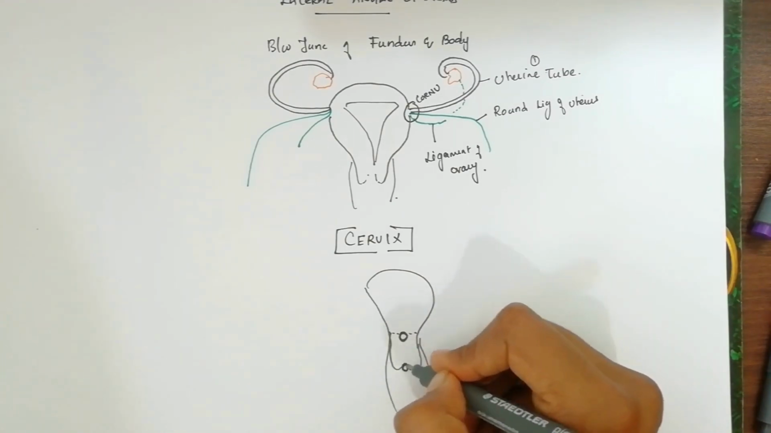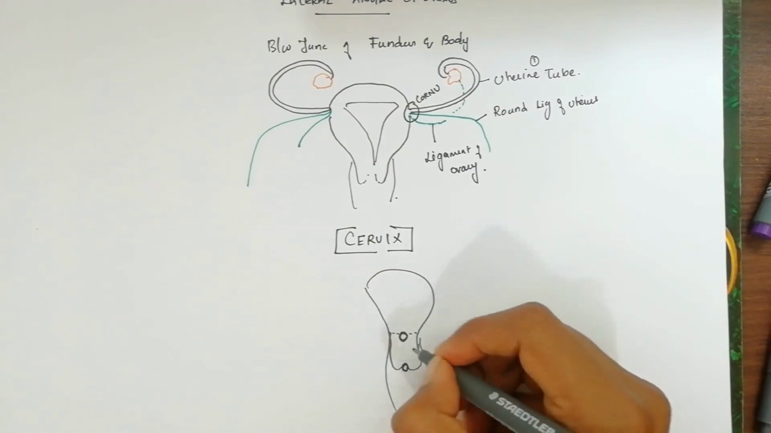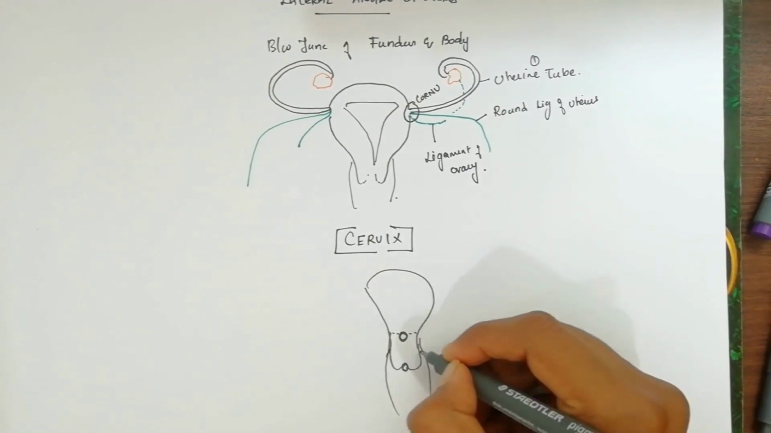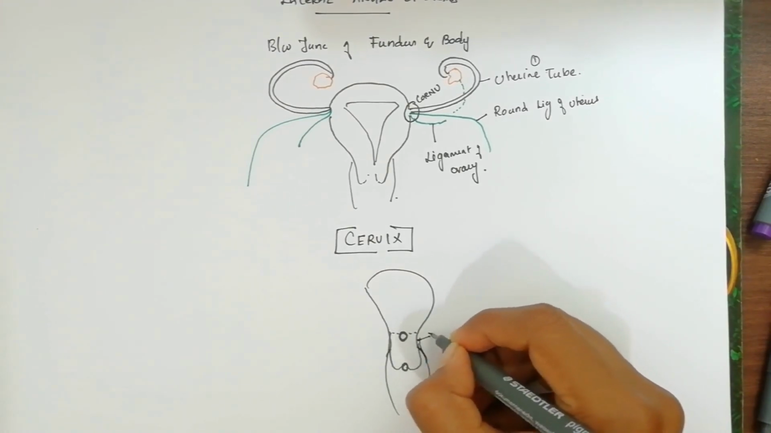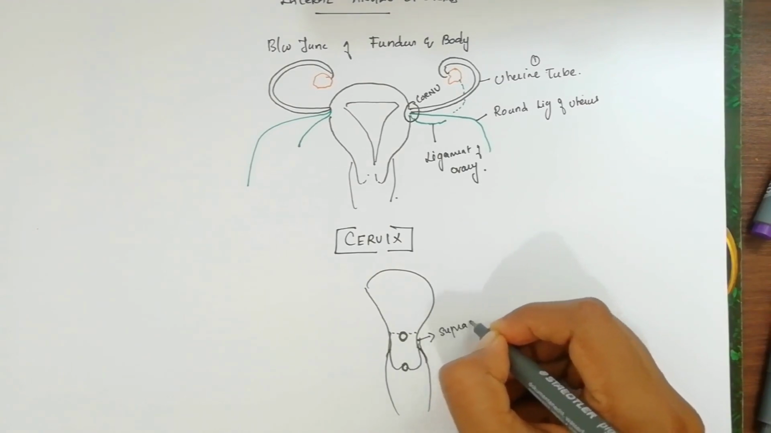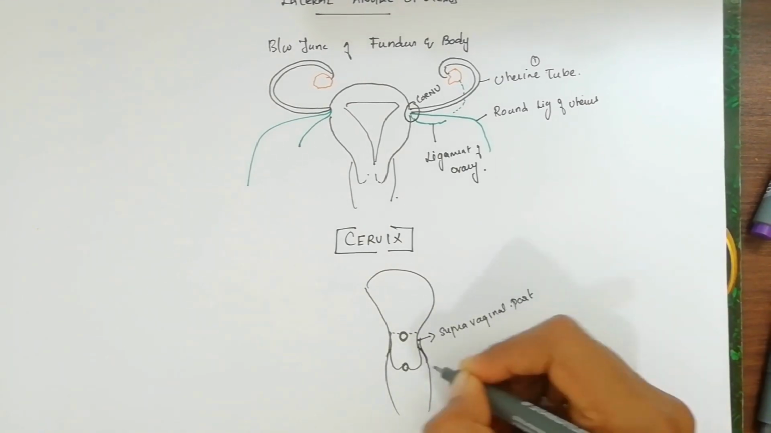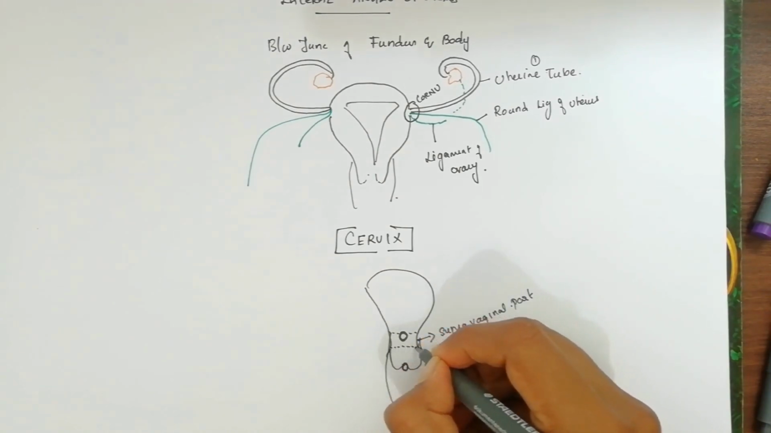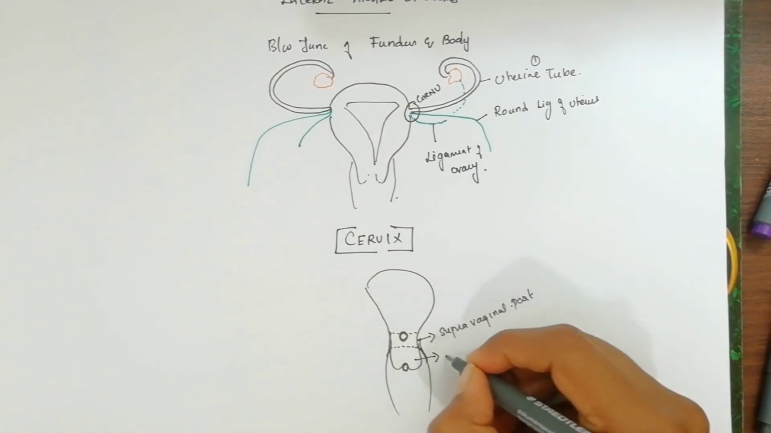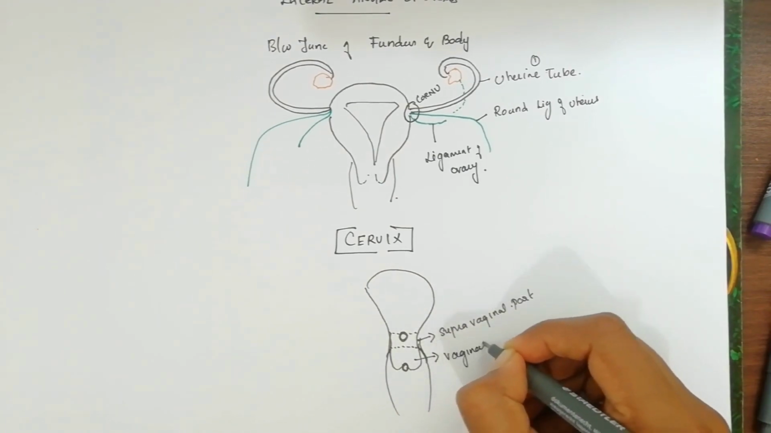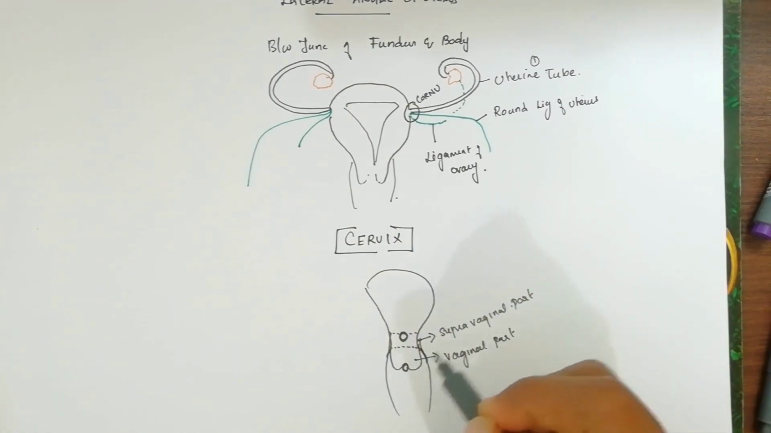This cervix region will be divided into two parts. We will have the vagina over here, so the vagina starts from here. Just above the vagina, this whole part is called the supravaginal part, and the part which is dipped into the vagina we will call the vaginal part. So these are the two parts of the cervix we have.